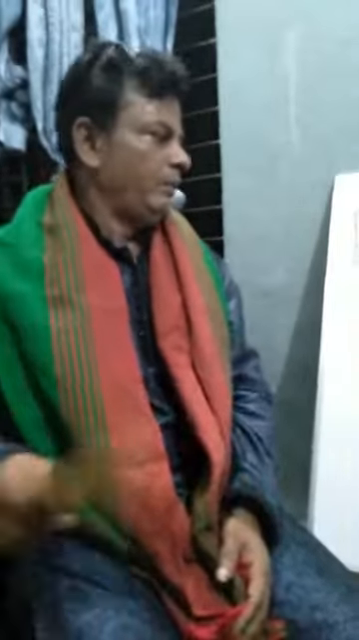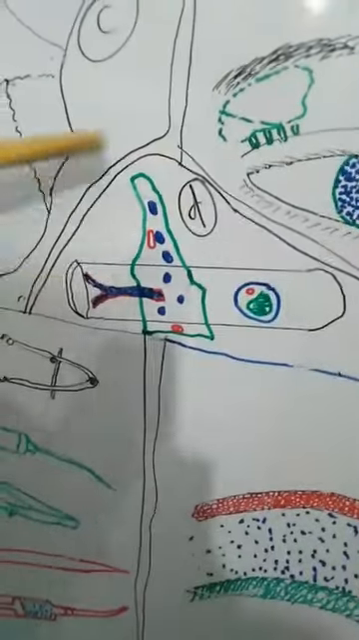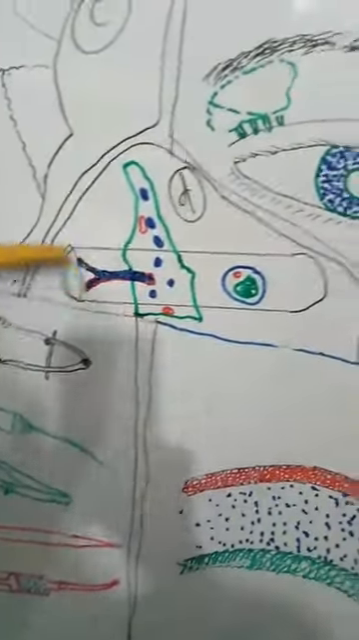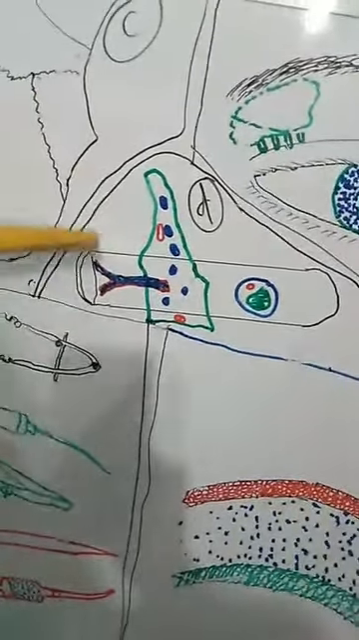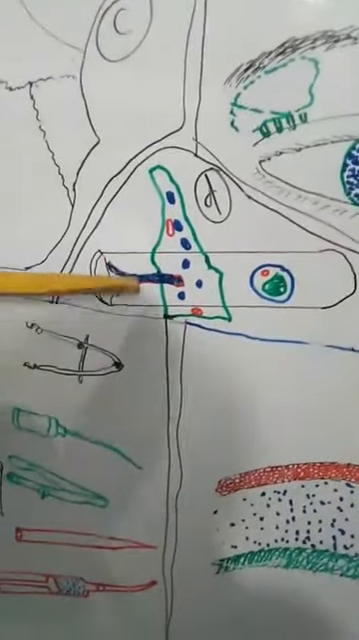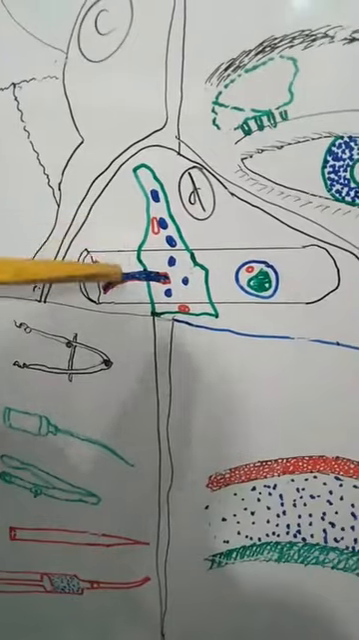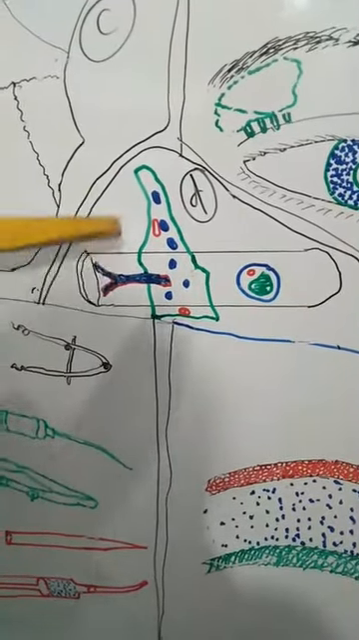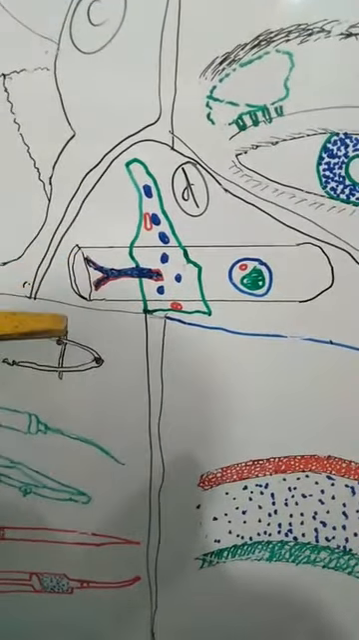Now, a very important structure, the superior orbital fissure. What are the structures passing through the superior orbital fissure? Very important in the written examination. This figure was drawn by my sister.